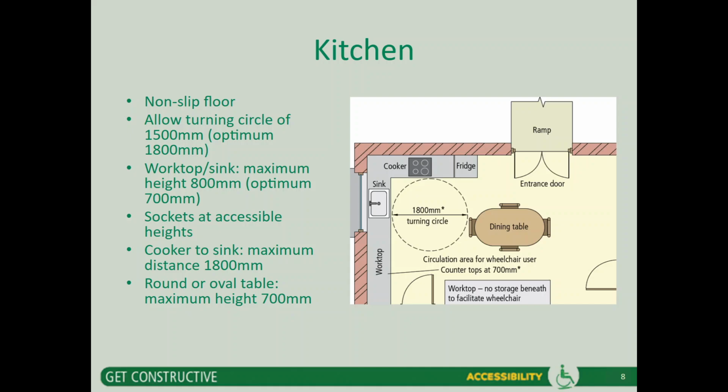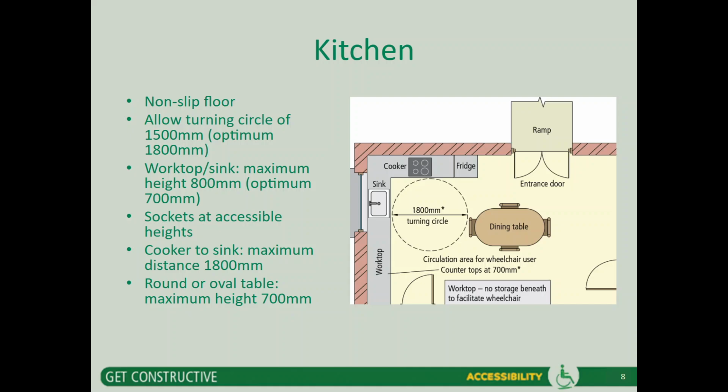Now, when we're getting into the kitchen, we have a few more things we have to consider. We have to make sure we have a non-slip floor. We don't want people slipping. So the floor is non-slip. What we also allow is a turning circle of 1500 millimeters. That's the minimum. What's optimum is about 1800.